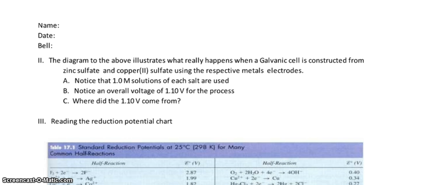All right, so again, in the beakers, they need to have 1.0 molar solutions of the zinc nitrate and of the copper nitrate. Notice that the overall voltage was 1.10 volts for the process. And the question is, where did this 1.10 reading even come from? We don't have hydrogen there to look at. How do we get that number?